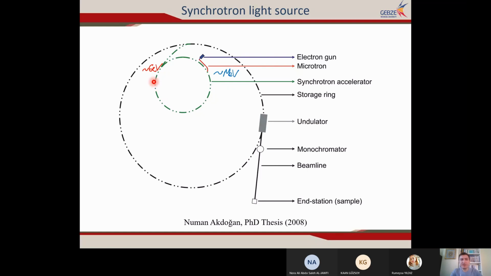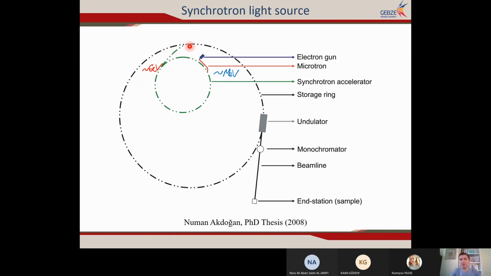And then when they reach enough energy, we inject them into the bigger ring here, which is called the storage ring. This is the storage ring. So first of all, electrons are produced here. They are accelerated in the linear stage and then injected into the Synchrotron Accelerator. And then they reach giga-electron volt energies, and then they are injected into the storage ring. So you can understand from the name storage, you store electrons here. You store very energetic electrons here for a long time. So they are traveling here.